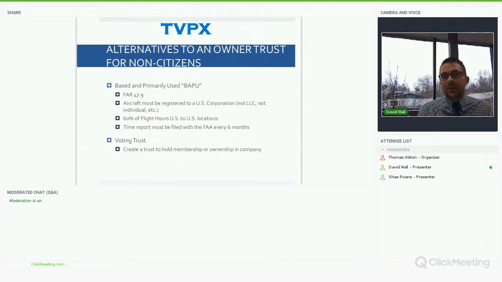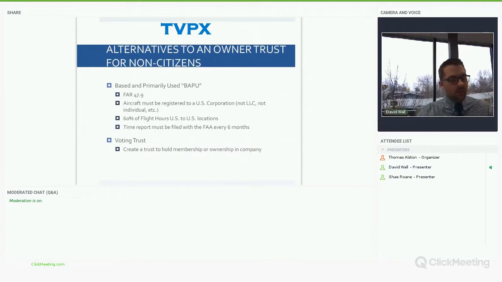So there is that possibility of based and primarily used, but as you can see, it's fairly limited to particular circumstances, and even within those circumstances, either the cost of it or possibly having to file that report every month will again say, it might be easier to just use an owner trust.